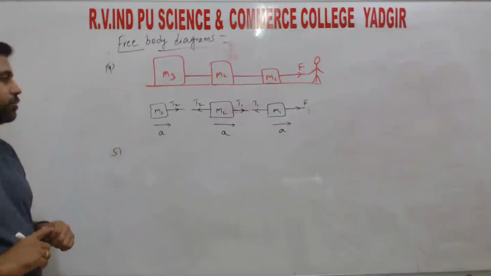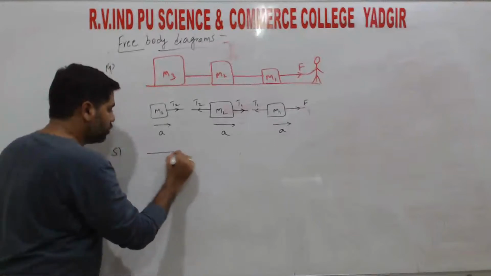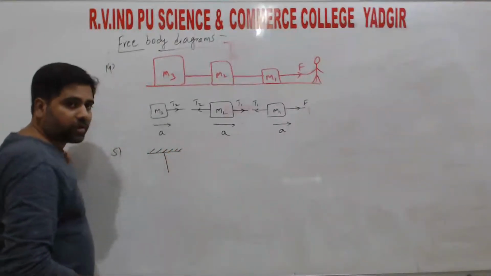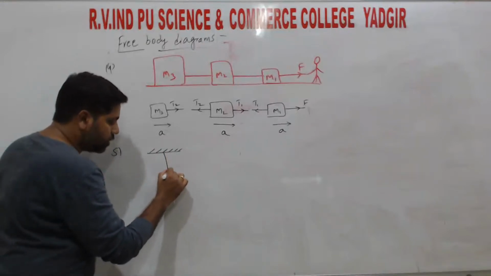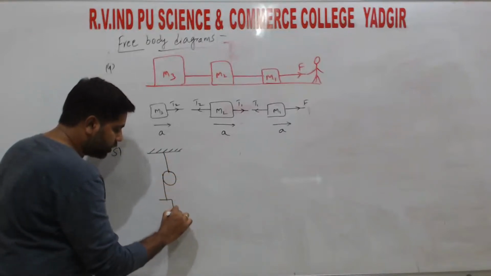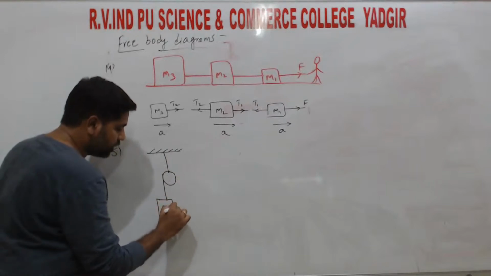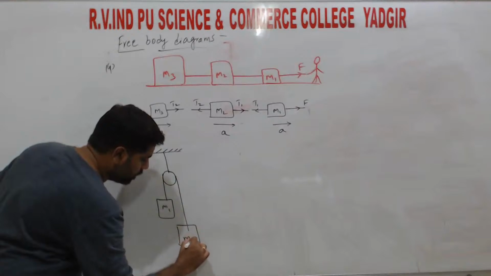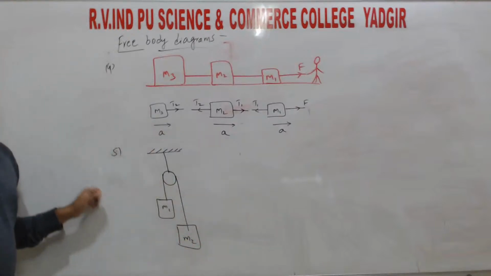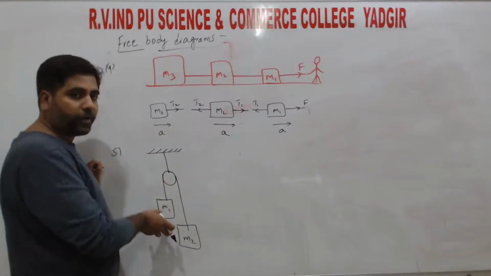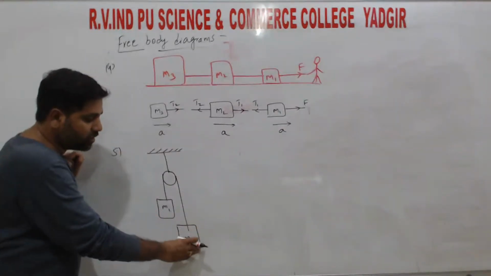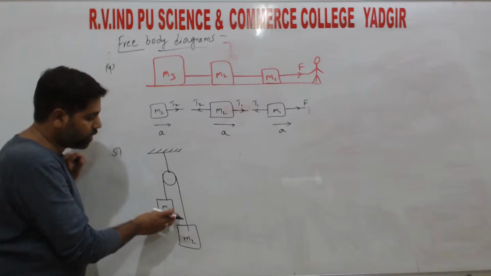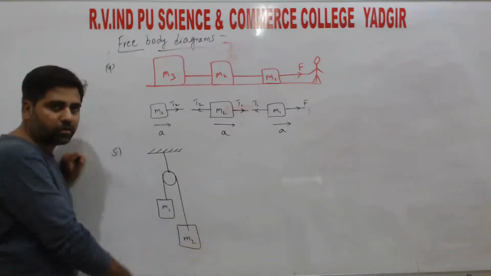One more: this is the rigid surface or fixed surface. The fixed surface is connected to the pulley, and on this pulley we connected two masses, M1 and M2, right? So if you apply the free body diagram here, the mass of M2 is more than M1. This is common sense: whichever M2 is heavier goes downward, right?